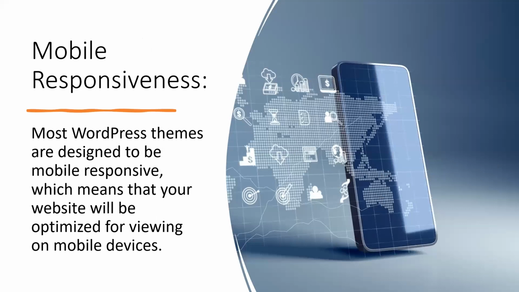And then mobile responsiveness. Sometimes some websites are not mobile responsive. It depends on the kind of theme. There are so many WordPress themes that are designed for mobile responsiveness, okay? Which means that your website will be optimized for viewing on mobile devices without you having to do anything extra. Once it's WordPress you are using and you are using the right thing, it will also work very well on mobile.